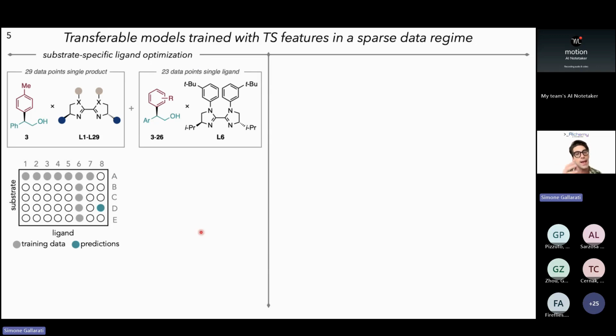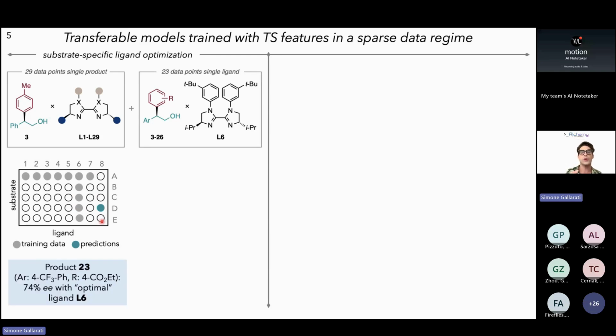The first one that I want to highlight, again going back to this concept of the sparsity of data, looks at the combination of ligand screening, where we have a fixed combination of model substrates and evaluate multiple chiral ligands, and substrate scope, where we fix that chiral ligand and then evaluate multiple combinations of substrates. So we have this sort of matrix, which often for organic chemists looks like this, a T-shape, and we use only that data for training our machine learning model. And then we want to make predictions on unseen combinations and even unseen ligands.